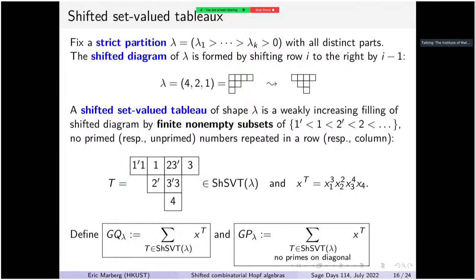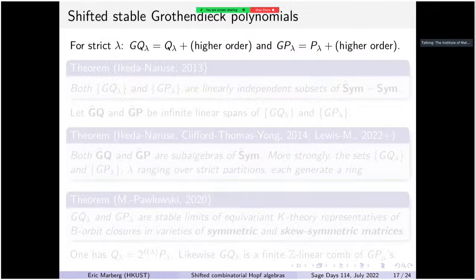So to start out with, this is sort of an arbitrary definition. You might ask, why is this interesting? So here's what turns out to be true about these guys. First off, if you know about Schur P and Schur Q functions, don't worry if you don't, then these guys look like Schur Q functions plus higher order terms, and these guys are Schur P functions plus higher order terms.